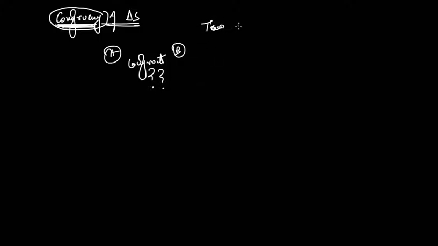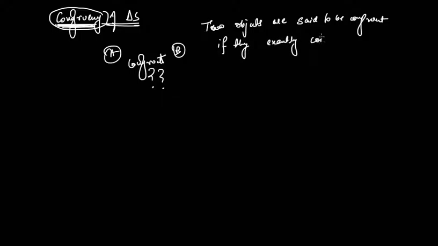Two objects are said to be congruent if they exactly coincide over each other. Simple, right? This is a pretty layman definition of congruency, and I hope all of you have understood this very clearly. That is, two objects are said to be congruent if they exactly coincide over each other, right?